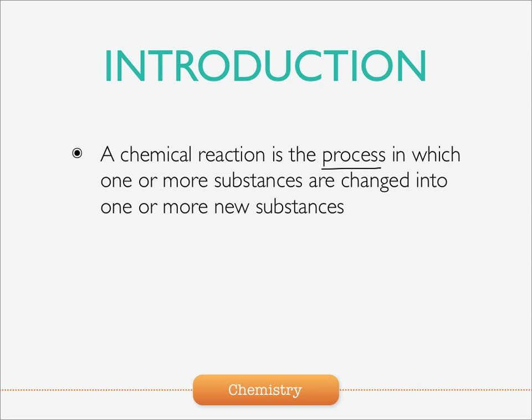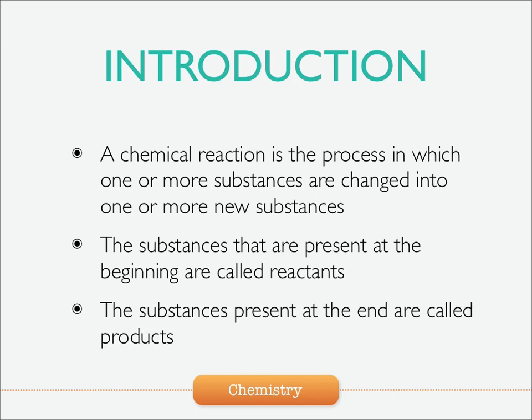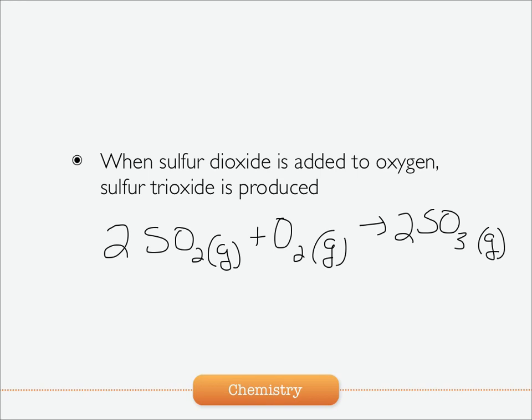All right, so first of all, if we're talking about a chemical reaction, we're talking about a process where we've got one or more substances and they're changed into new ones. It could be one or more of those when we get done. And the substances that are there at the beginning, the starting substances, we call those the reactants. And the ones that are at the end, the finished product, are known as the products. So we have reactants at the beginning, products at the end.